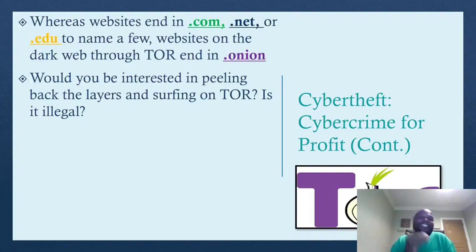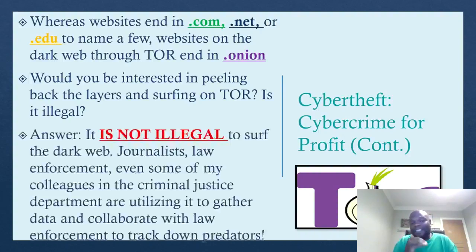What you have to understand is you're not going to get anywhere because you're not accessing it through Tor. You have to utilize the onion router to get to .onion websites. And by the way, Tor is free. Tor is free. And that's why I asked this question. Would you be interested in peeling back the layers and surfing on Tor? Is it illegal? The answer is it is absolutely not illegal.